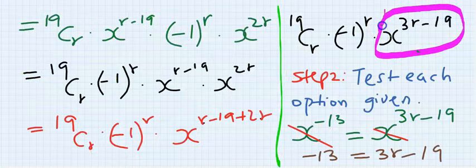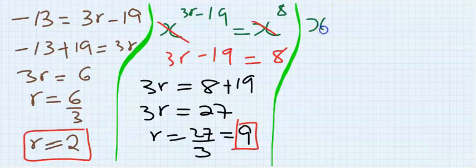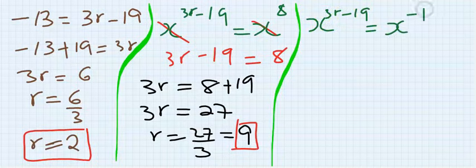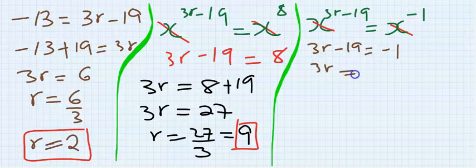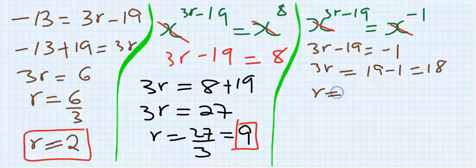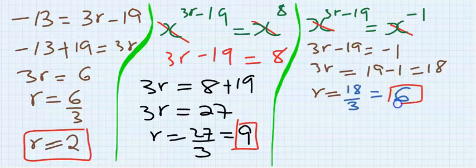Next is to test option C, x to the power of minus 1. So I will take this again, x to the power of 3r minus 19. The C option is x to the power of minus 1. We cancel x, and you're going to have 3r minus 19 is equal to minus 1. Now you're going to have 3r is 19 minus 1, which is 18. And your r is 18 divided by 3. You're going to have 6, which you see is a whole number.